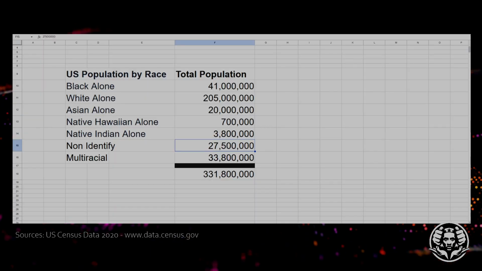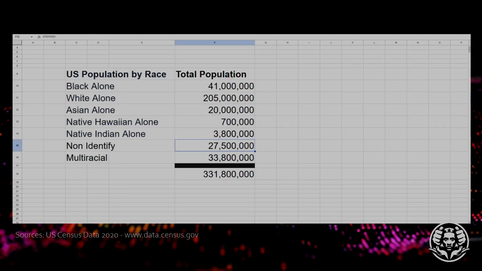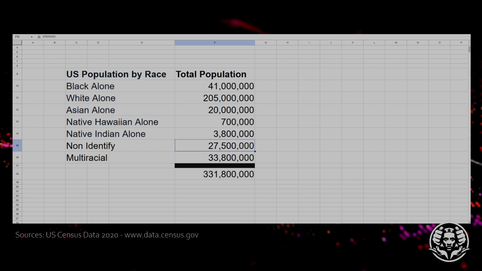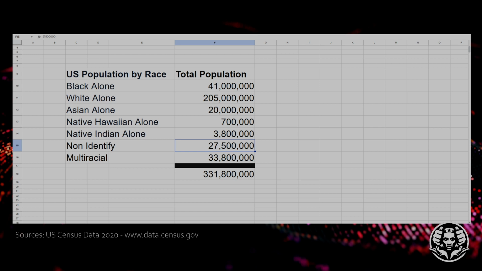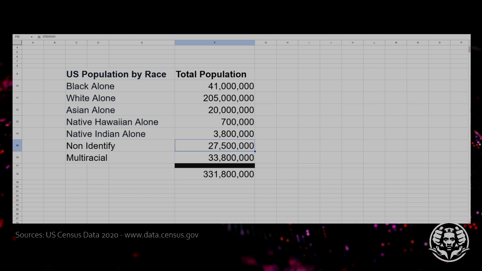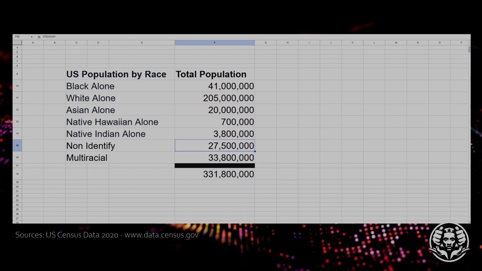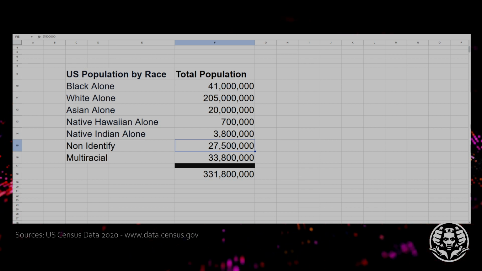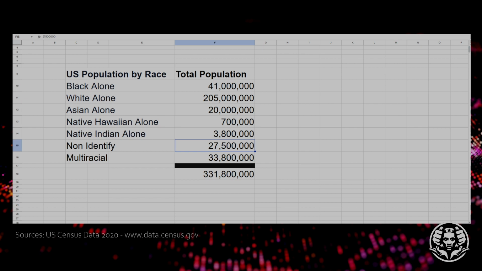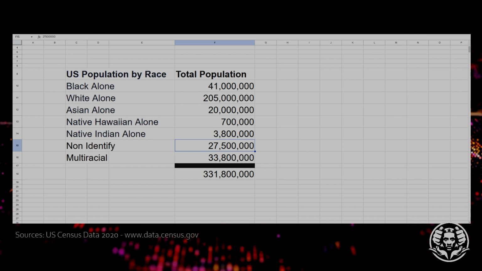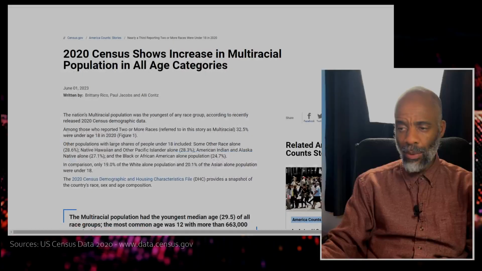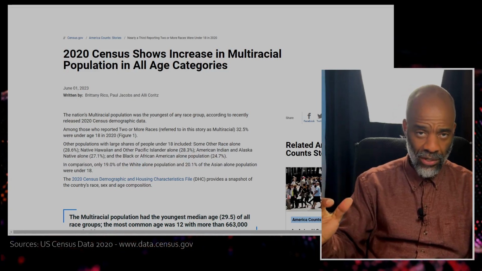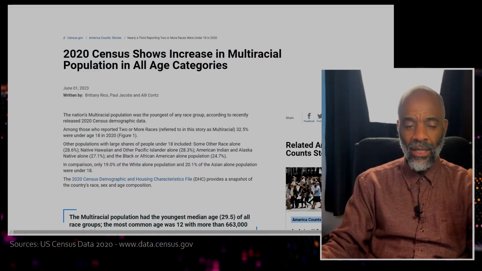You'll see that that number, as you see at the bottom there, increased from 9 million in 2010 to 33 million in 2020, which means that the big takeaway from the 2020 census is that America is becoming more multiracial, okay? And I think that's an important point to mention, an important development, that the country is becoming more multiracial. And I don't have a problem with that, okay?